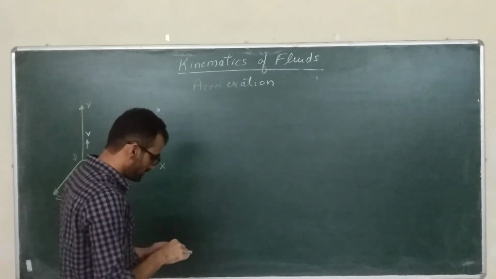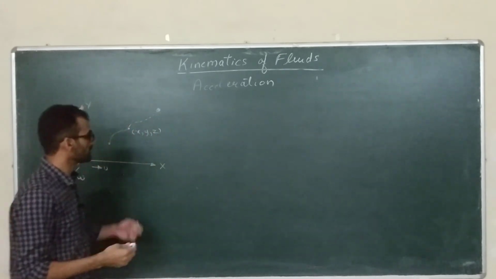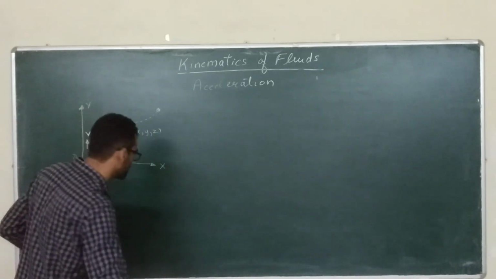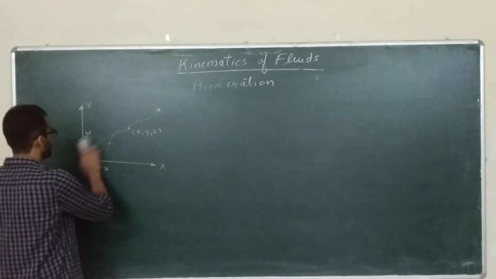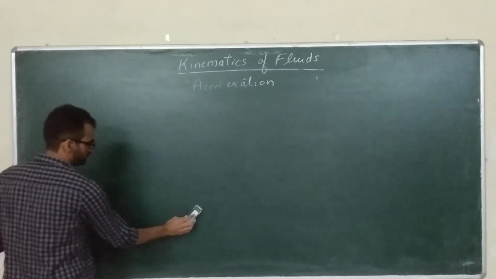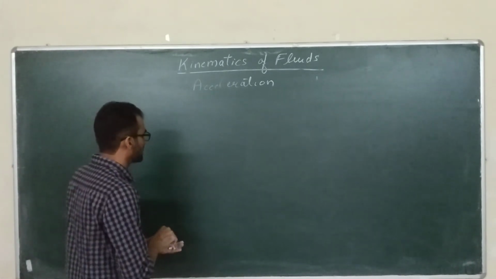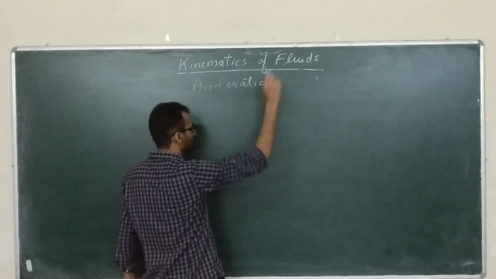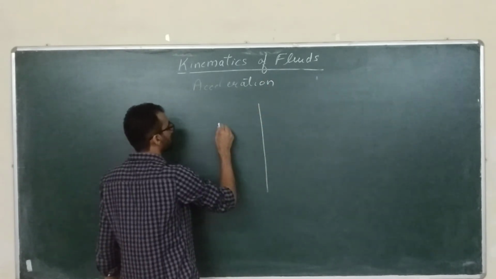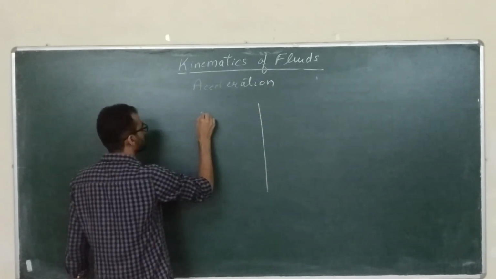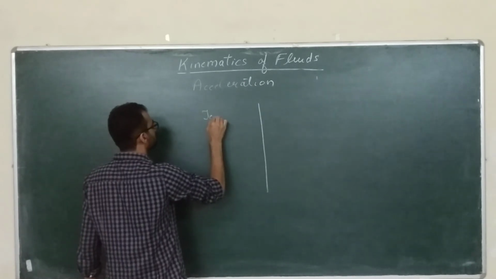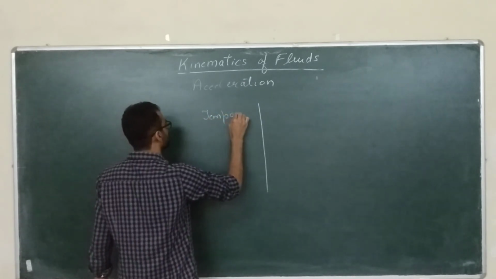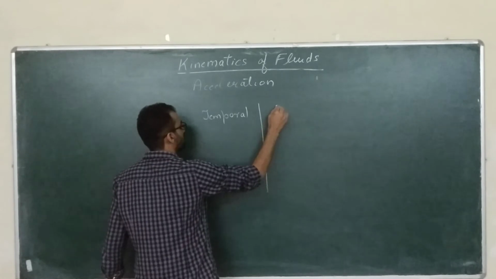Now we'll see some of the flow types in which acceleration exists. I will write down here the type of acceleration. This is temporal, this is convective.